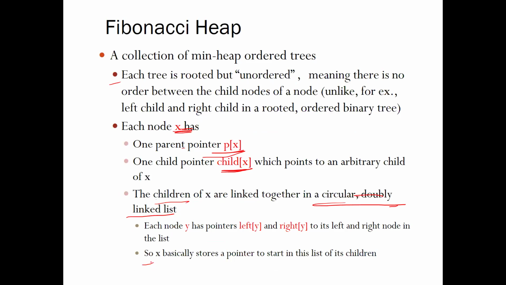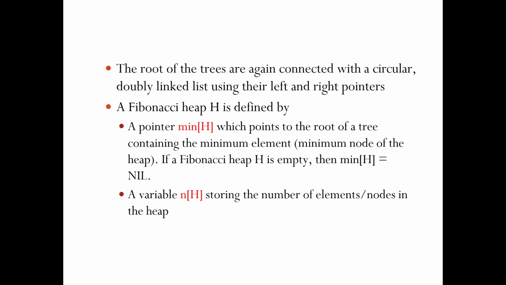So that is what is written here. X basically stores a pointer to the start in this list of its children, and the children will keep track of its siblings using the left and right pointers. Now the roots are also connected with a circular doubly linked list, again with left and right pointers. Then the Fibonacci heap is defined by a pointer min of H, which points to the root of the tree containing the minimum element. That is what I said before. You have a set of trees which all contain their own parent or root child. And among that, the most minimum one, which should be the root of the entire heap, should be tracked by the pointer named min of H, where H represents the heap tree.